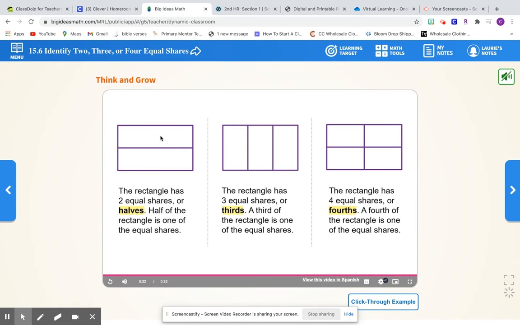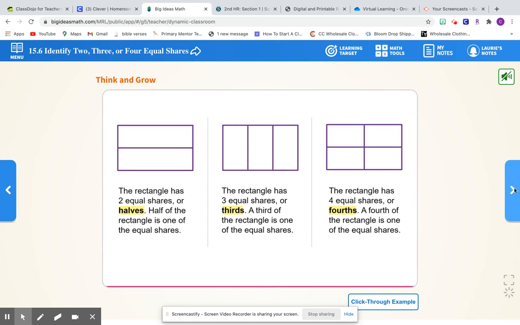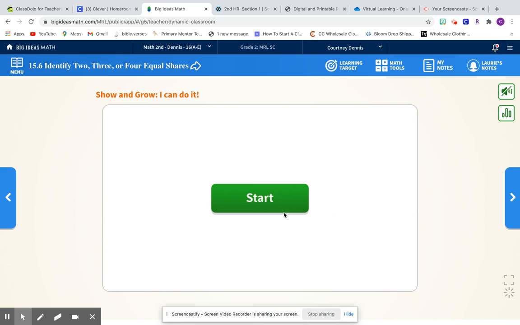All right, so remember when it's split into two equal groups, it's halves, three equal groups is thirds, and four equal groups is fourths. And we'll talk more about the words halves, thirds, and fourths when you work on fractions in third grade. All right, let's look at our Show and Grow before you guys work on your practice if you haven't done it yet.